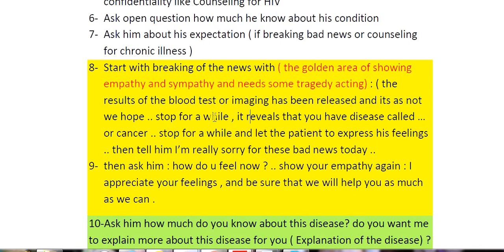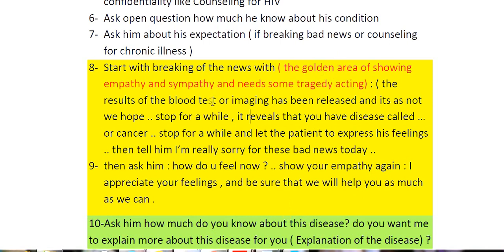As we said, this area is a very important area in graduation of telling the patient his disease, not to throw a stone in his head. You have to make it graduated or diplomatic to inform the patient about his disease and to show empathy and sympathy during that time. This is the tragedy acting area, the yellow area.